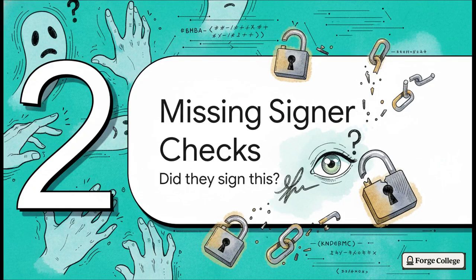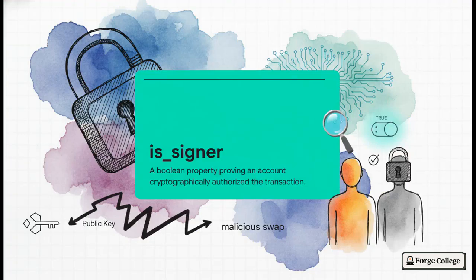Section 2. Missing signer checks. Did they actually sign this? What's really interesting here is this simple definition, is_signer. It's just a tiny Boolean property, true or false, living inside Solana's account info struct. But guys, this little Boolean is your absolute best friend.